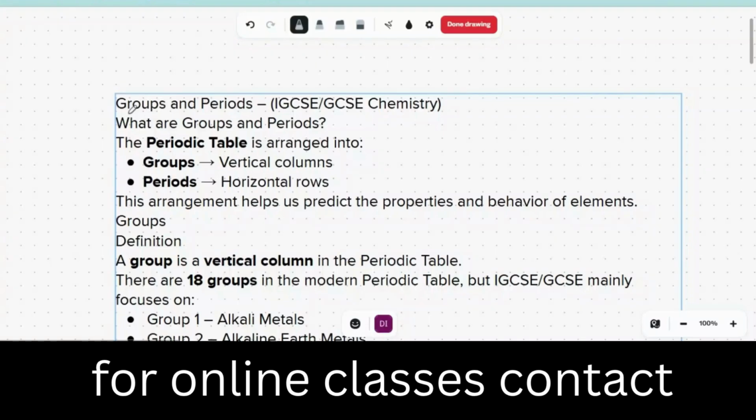Today we are going to talk about groups and periods. So first of all, what are groups and periods in the periodic table? The periodic table is arranged into groups and periods. What is a group? A group is a vertical column, whereas a period is a horizontal row.